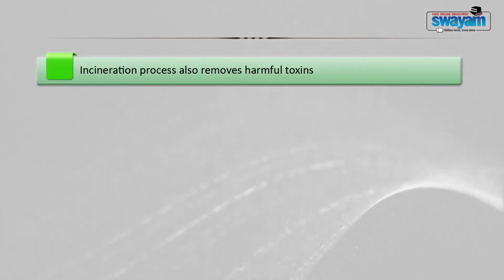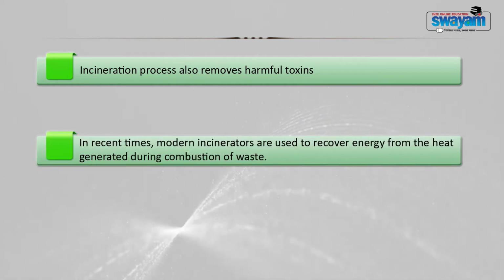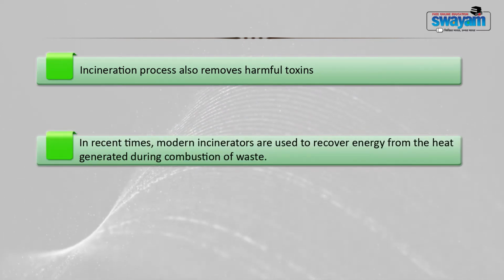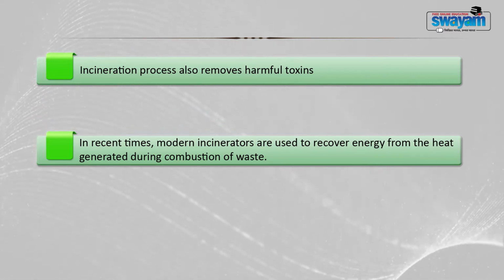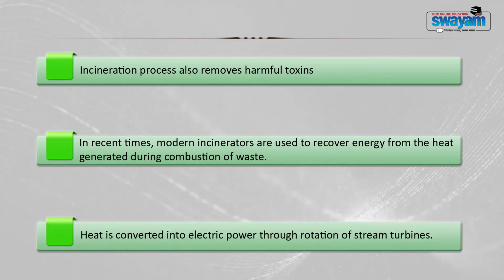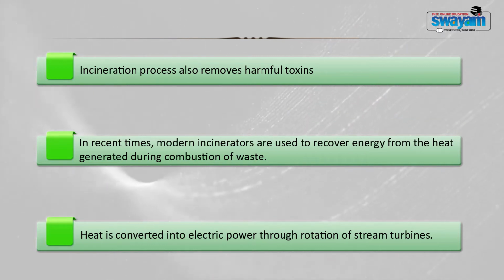Now, in addition to this, the incineration process also removes harmful toxins. In recent times, incinerators are also used for recovering a lot of energy from the heat that is generated during the combustion of waste. You add waste into an incinerator, you supply oxygen, you apply heat of 900 to 1100 degrees Celsius. During the destruction of waste, a huge amount of heat is generated. This heat is converted into electrical power through rotation of steam turbines.